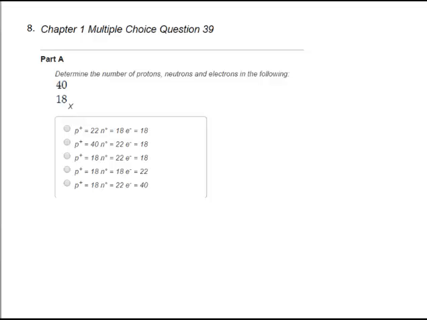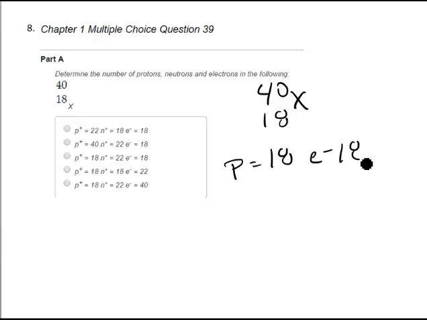So moving on to problem 8. So now we are given, again, isotopic notation, X with mass number 40 and atomic number 18. And determine the number of protons, neutrons, and electrons. So protons are always the atomic number, so that's 18. It is a neutral, and so the electrons are going to be 18.